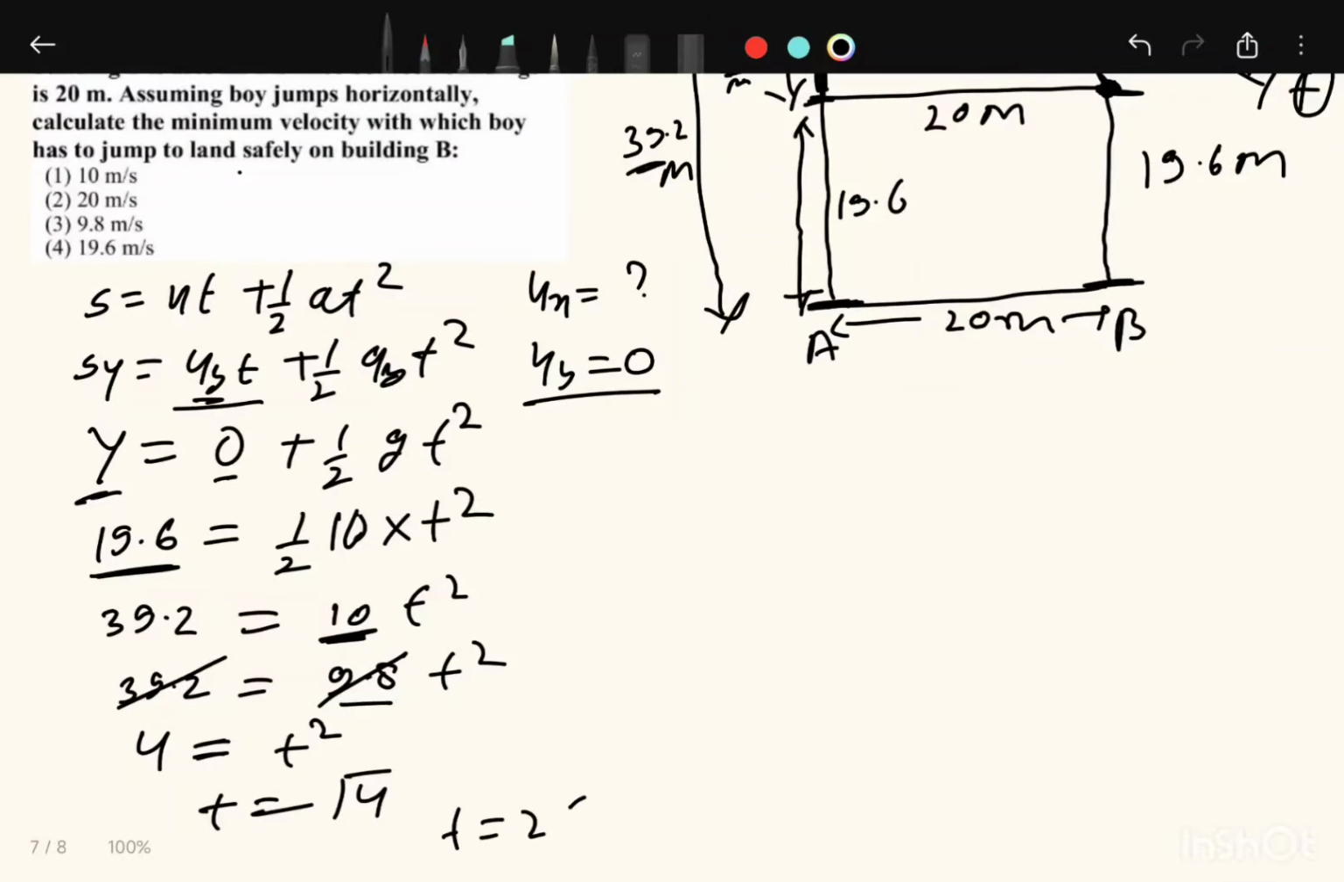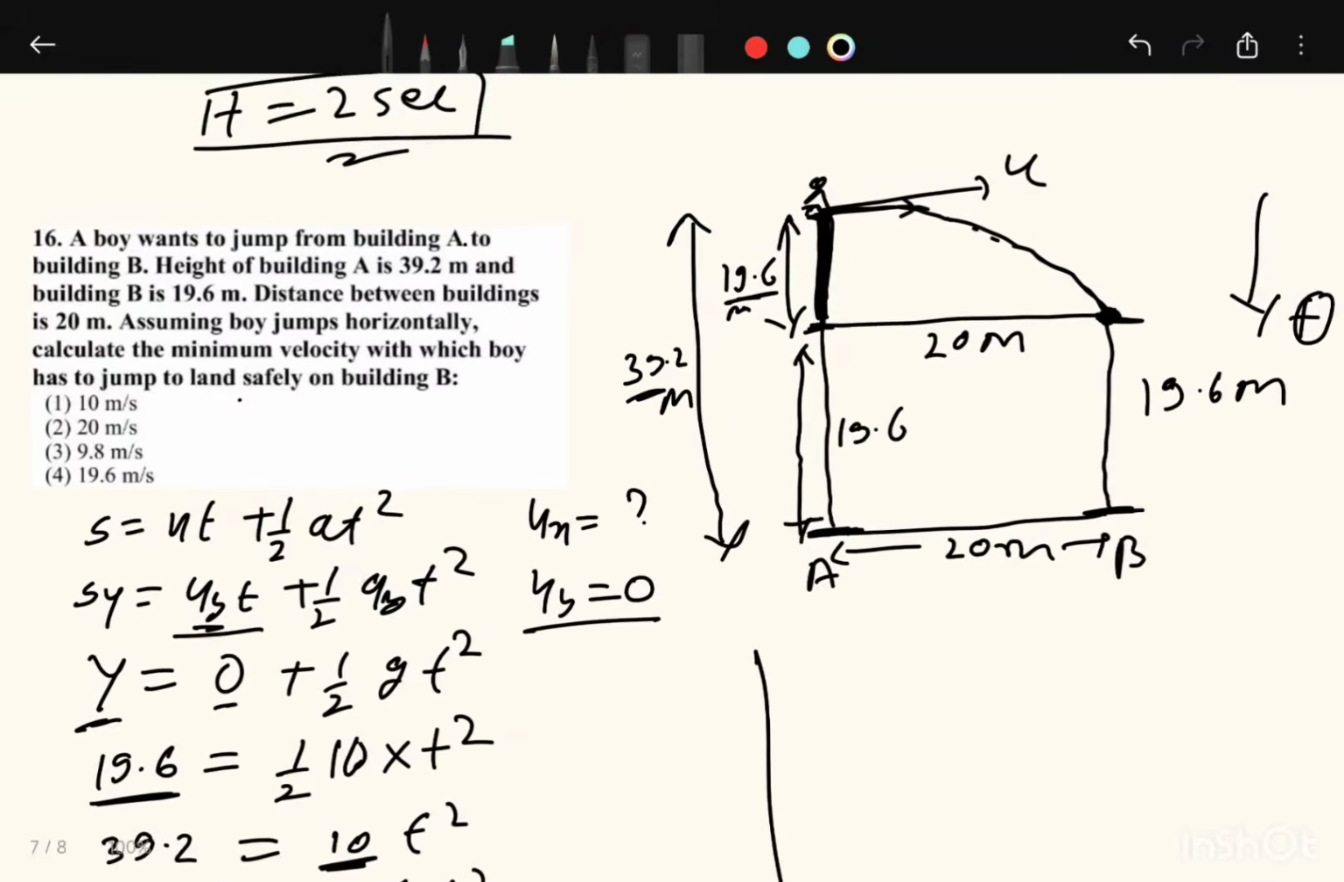Time it will take to reach building B, that is 2 seconds. I hope it is clear. So now we have this time when the boy will reach this point, right? But we need the minimum velocity.